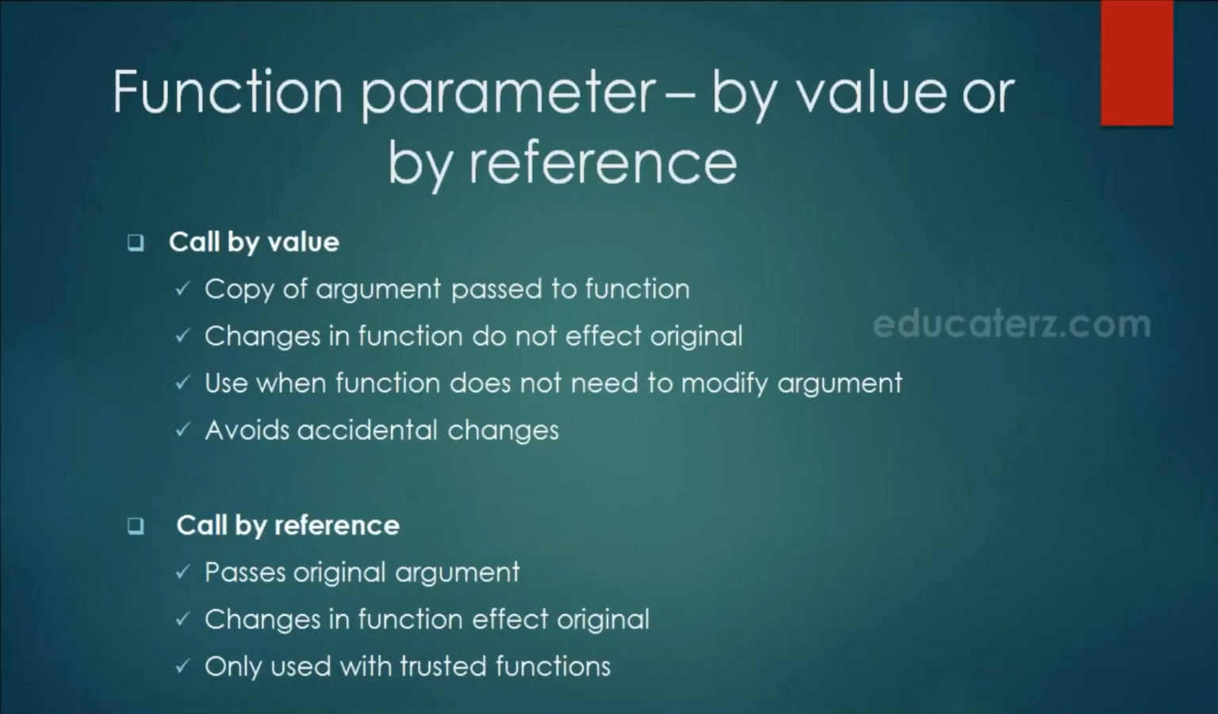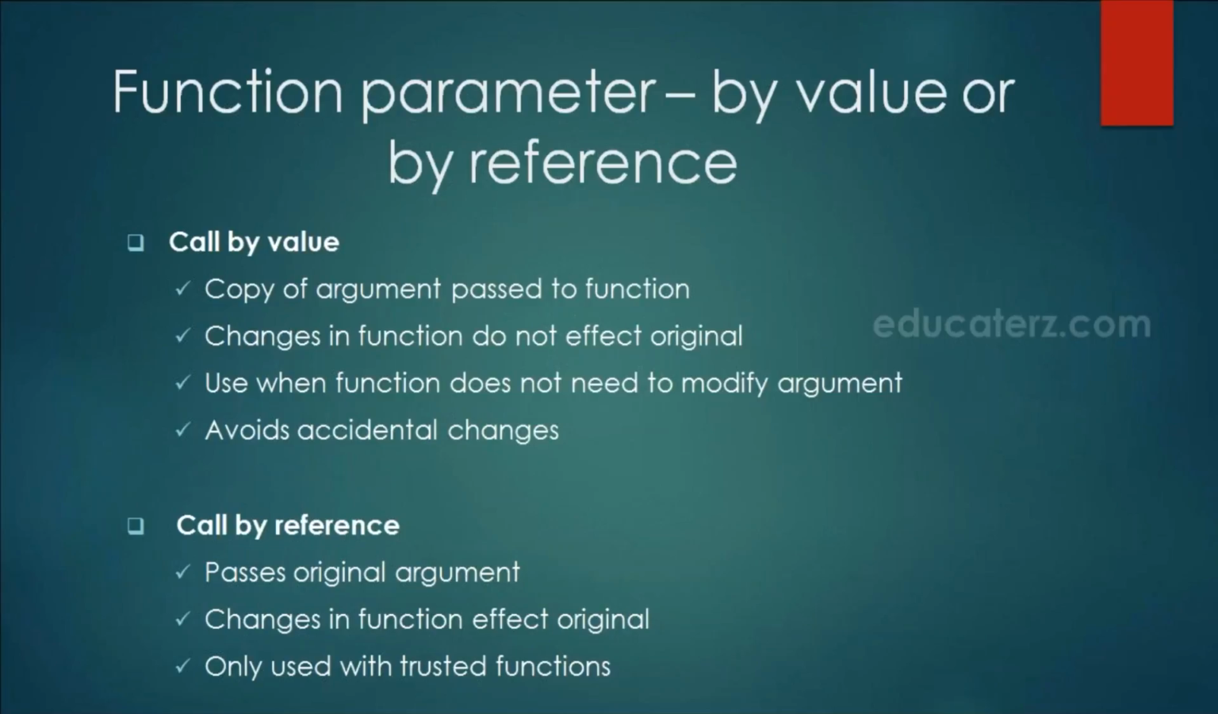If we differentiate these two, in call by value, a copy of the argument is passed to the function. Changes in the function do not affect the original variables. This should be used when the function does not need to modify the argument and we want to avoid accidental changes. Then we have call by reference. It passes the original argument as we are using the address of that variable. So changes in the function affect the original variables. It should be used with trusted functions only.